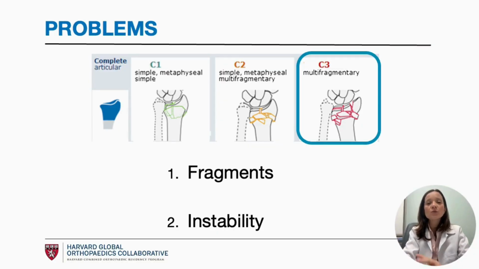We face two main problems when we treat complex distal radius fractures. Number one, the fragments. Fracture lines are usually at or beyond the watershed line, and we end up having multiple and small fragments with loss of metaphyseal support that make fixation a real challenge. Number two, instability. Ligament insertions remain attached to the fragments, and stability of the radiocarpal and/or distal radioulnar joint gets compromised.